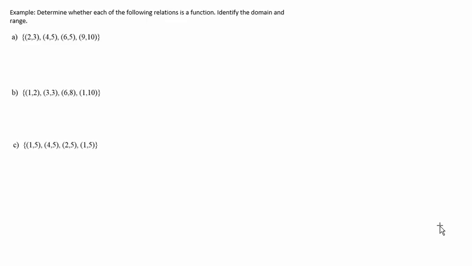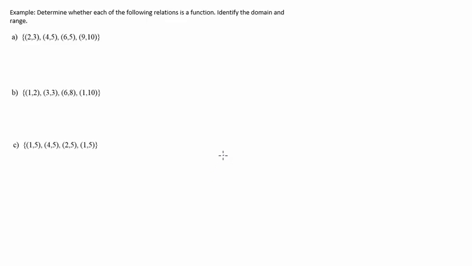Example: determine whether each of the following relations is a function. Identify the domain and range. So the first thing they're asking us is to figure out if in each of these cases we have a function or not. Remember that a function is something that for each input has only one output.